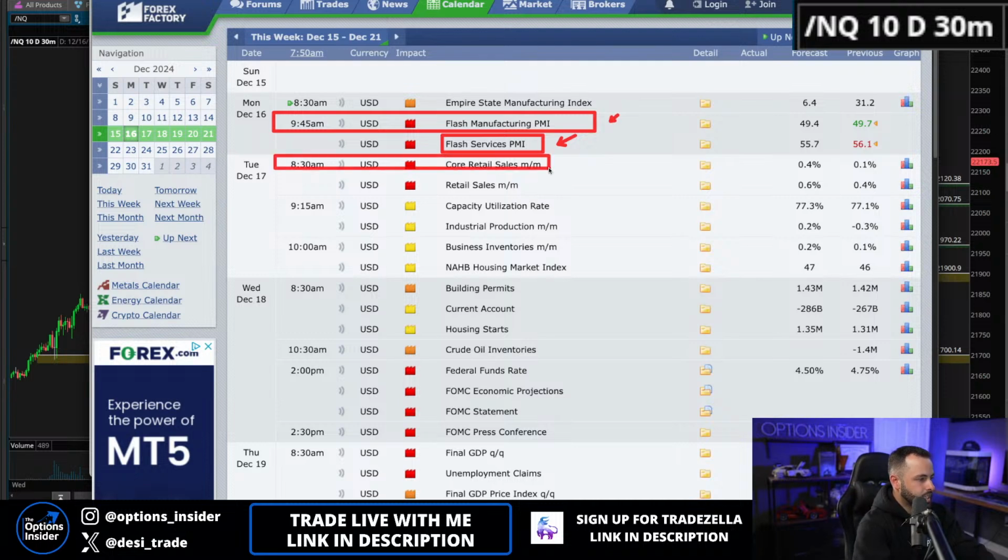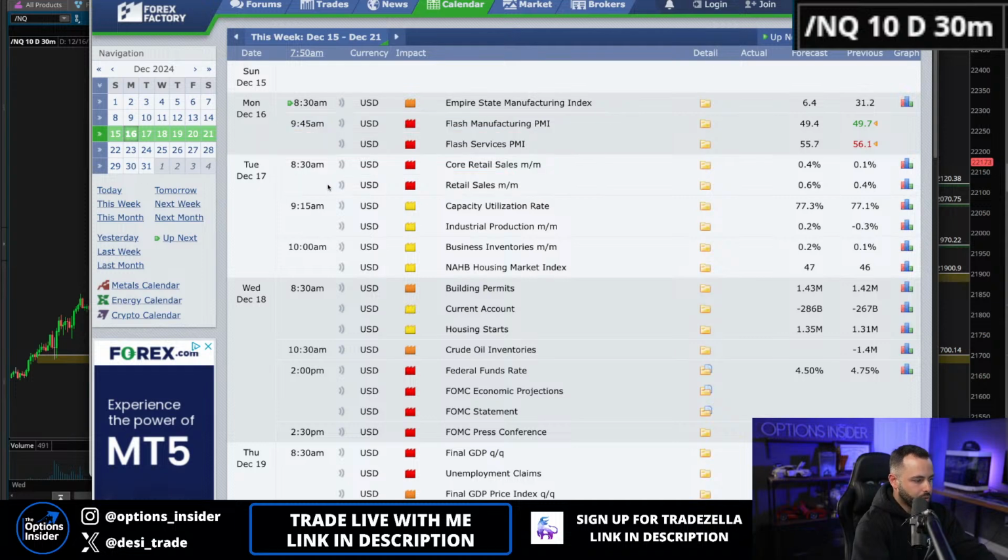Tomorrow, 8:30, we have retail sales. So retail sales tomorrow morning. If you swing trade anything overnight today, just know you are coming into retail sales tomorrow morning.